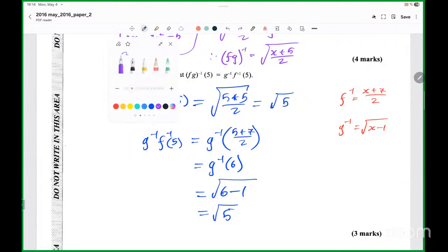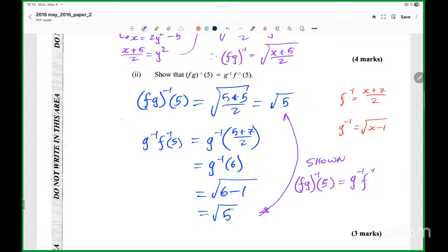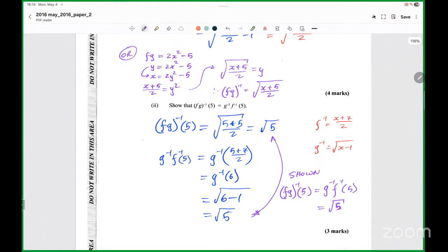So we can say, therefore, based on all of that, based on these two things, you can say shown that fg r to the minus 1 of 5 is equal to g to the minus 1 of f to the minus 1 of the same 5. They are both equal to the square root of 5. That is what we show. Right? That is that.